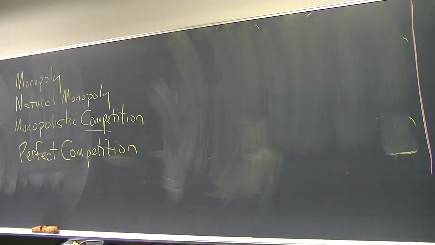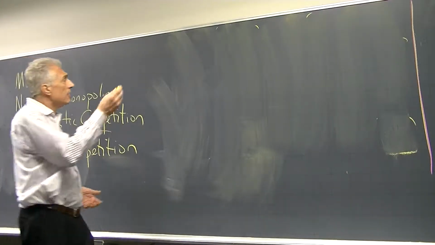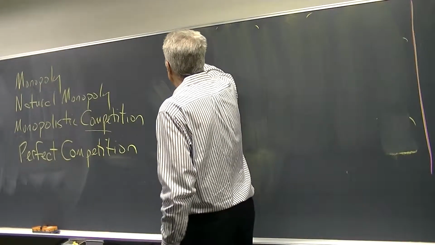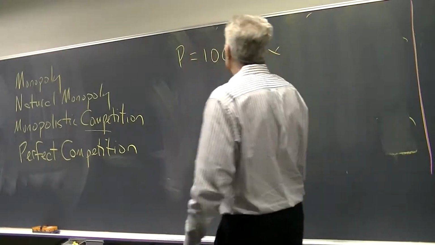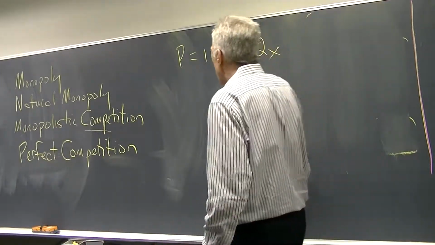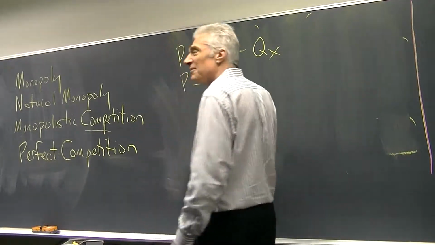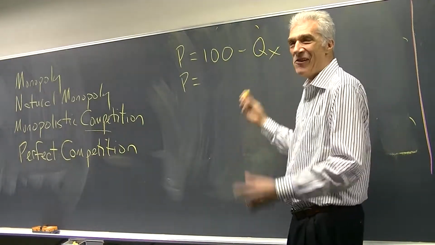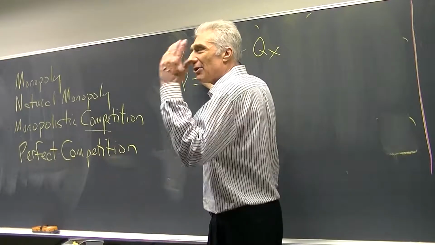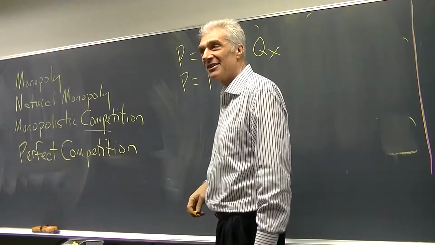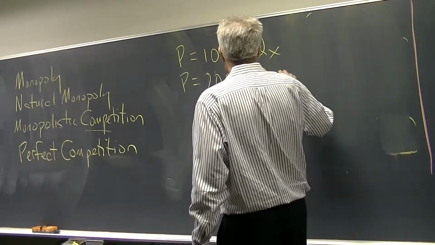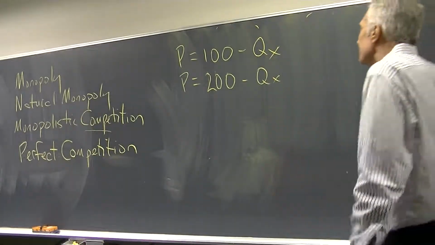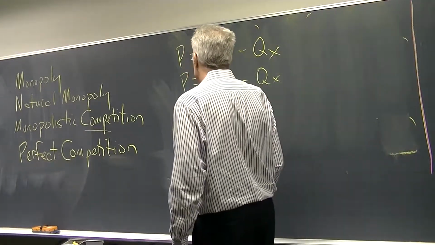So let's say we're going to write equations showing the total market demand for each of the following. In industry, let's say P equals 100 minus QX. That's a nice demand curve. Natural monopoly, I don't know, P equals... I could write 100 minus QX. I'll write 200, 100, 125, doesn't matter. Just make something up. Oh, well, let's write 200, just for something different. Monopolistic competition equals 300.